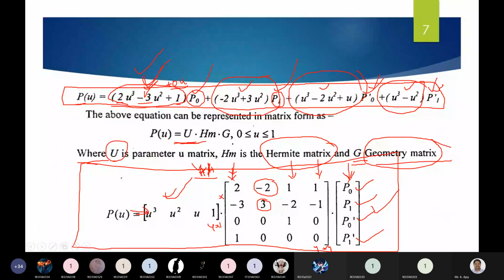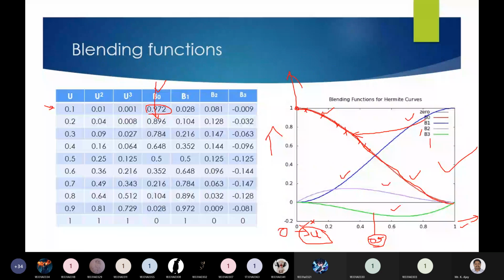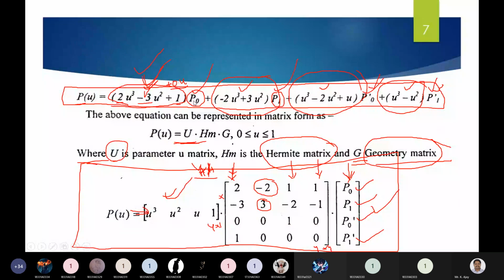matrix form, all those things were well discussed in the last class. And also subsequently the blending functions. The blending functions are nothing but the coefficients of P naught, P1, P naught dash and P1 dash, which is nothing but 2u cube minus 3u square plus 1. This is one blending function. Similarly, totally four blending functions are there, and their behavior, B0, B1, B2, B3, how it varies with respect to u.